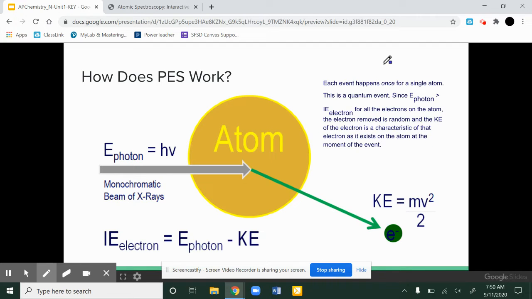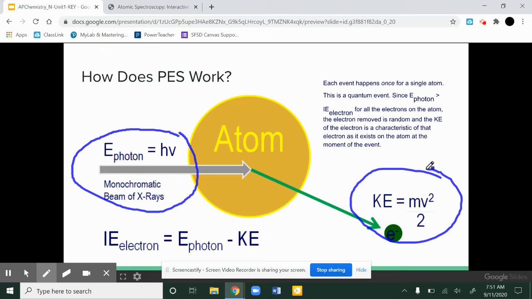How does it work? Just like I showed you before, we take high energy light, usually X-rays or sometimes UV light. It shines on the surface of the elements. The atoms release electrons. This is the photoelectric effect, right? It ejects electrons depending on the energy of the photon. And it's a quantum event, which means it's based on probability.